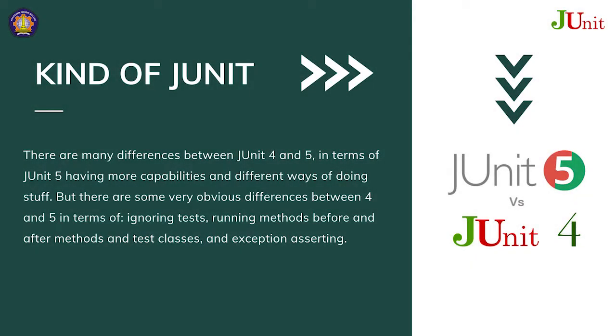Now, what are the kinds of JUnit? There are two kinds of JUnit, and these are JUnit 4 and JUnit 5. JUnit 5 is aimed to adapt the Java 8 style of coding and to be more robust and flexible than JUnit 4. So there are some similarities and differences between JUnit 5 and JUnit 4. First, I will be explaining one similarity between JUnit 5 and JUnit 4.